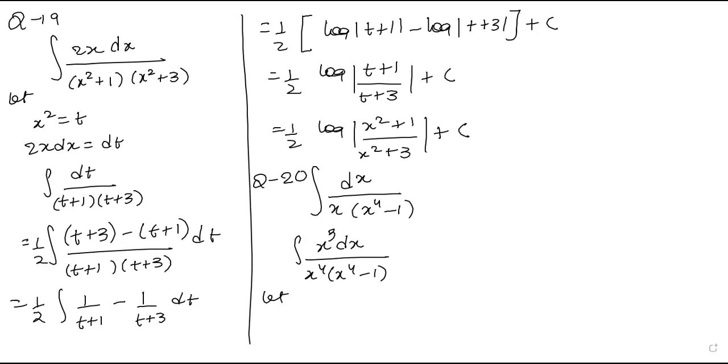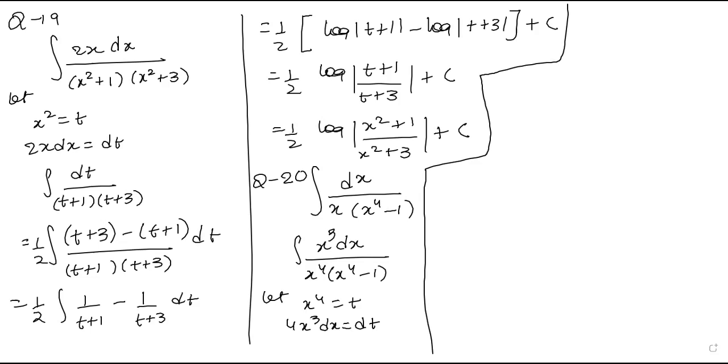So here I will assume x raised to 4 as t. So 4x cube dx will be dt, and in turn x cube dx will be dt by 4. So substituting the values, x cube dx will be dt by 4, and this will be t bracket t minus 1.